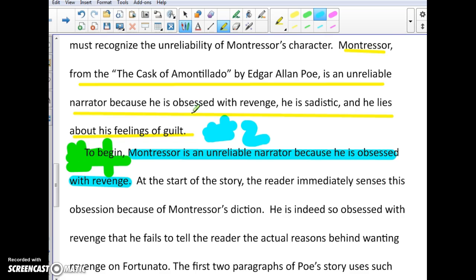One thing that I would change about this paper is I would work on sentence and word variety. It is acceptable to always be using "unreliable narrator," but there are different ways in which a student might say that to not sound as redundant. And then there are different ways to state "obsessed with revenge." So again, the wording is not completely redundant.